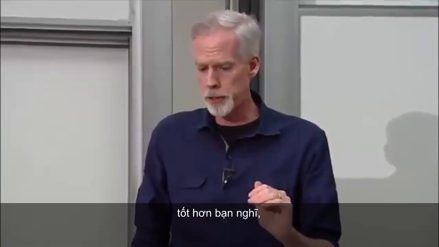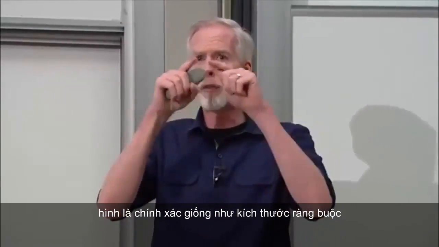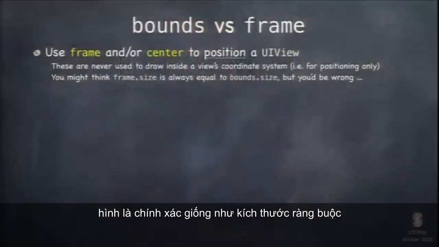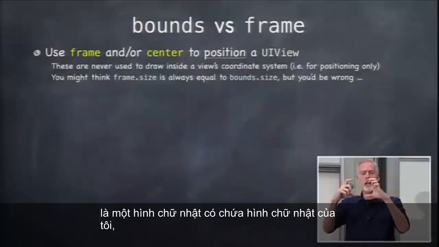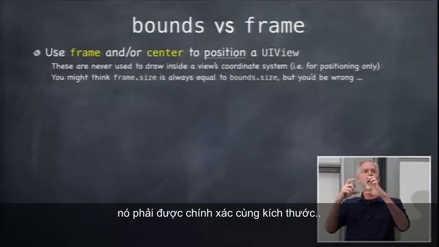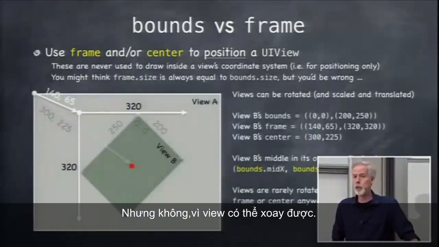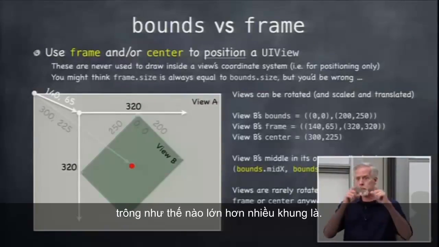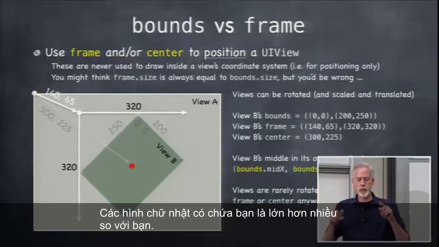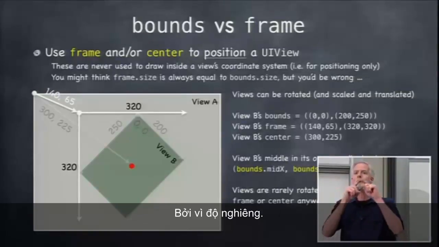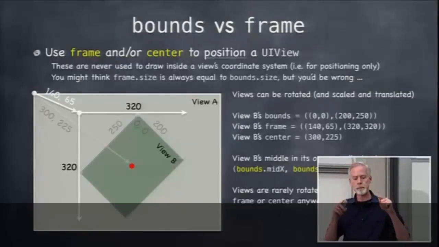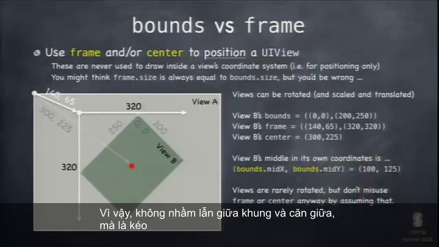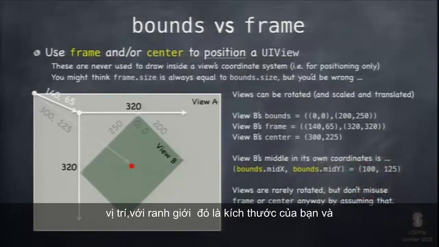A picture of this is better. You might think that the frame size is exactly the same as the bounds size, right? If it's a rectangle that contains my rectangle, it must be exactly the same size. But no, because views can be rotated. And if you rotate your view like this green view, look how much bigger the frame is. The rectangle that contains you is much bigger than you because you're tilted, right? Make sense? So don't confuse frame and center, which are about positioning, with bounds, which is your size and the area that you're drawing into in your own coordinate system, okay?